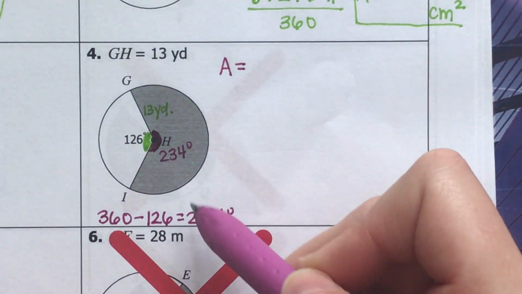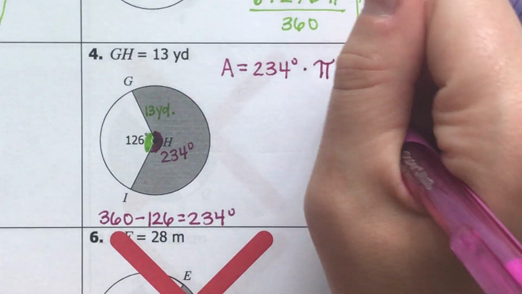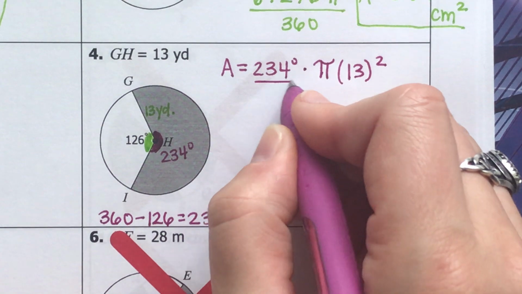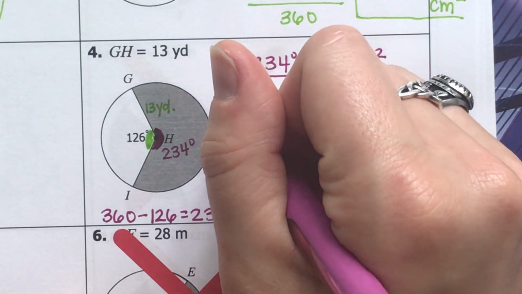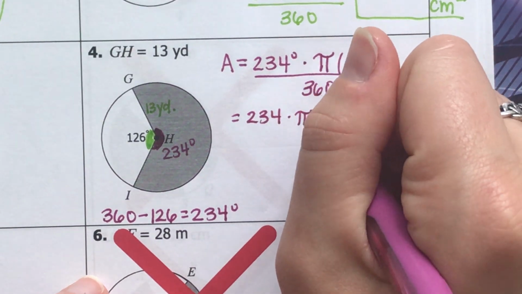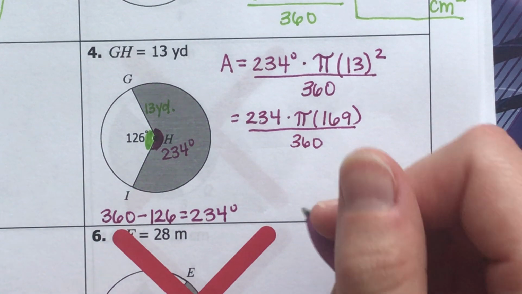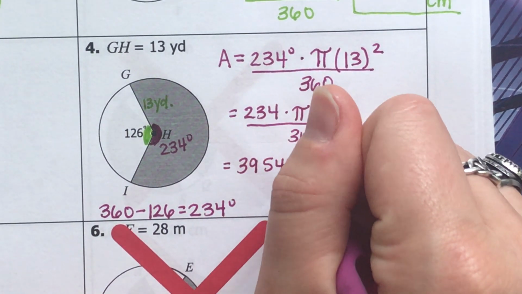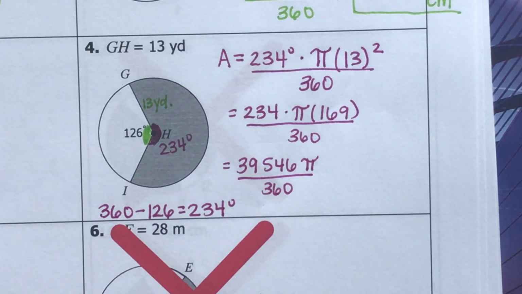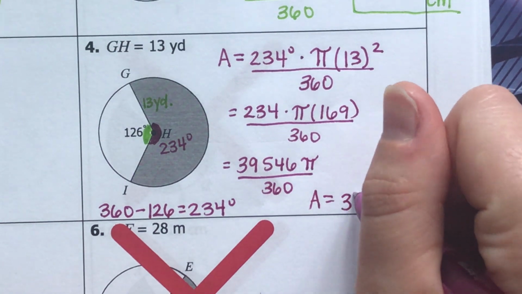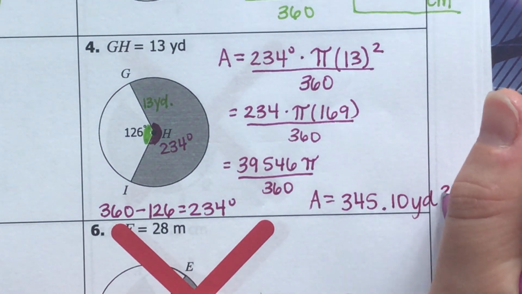Area equals my degree measure, 234, times pi r squared, my radius is 13, all over 360. Okay, first thing I'm going to do is I'm going to square my 13, and I get 169. I'm now going to multiply 169 times 234. I get a huge, huge number, 39,546 pi. I'm going to multiply this first by pi, and then I'm going to divide by 360. So I get that my area is equal to 345.10, and then it's yards, and because it is area, it's squared.